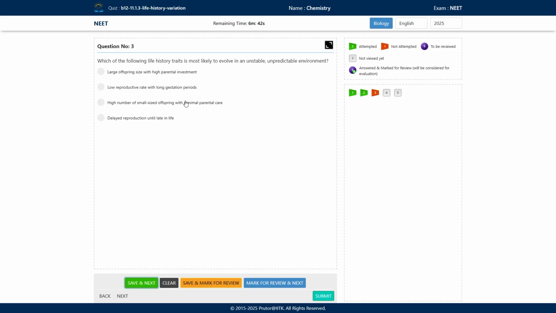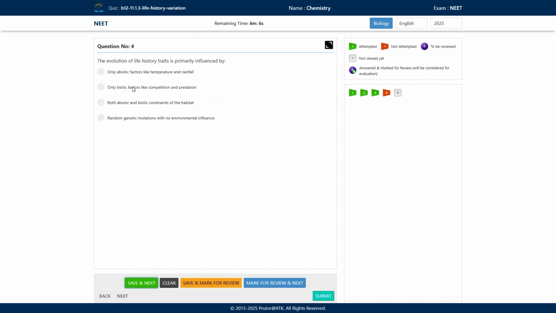Okay, here the correct answer is option number C, high number of small size offspring with the minimum parental care. Okay, so this is basically our r selection strategy. Clear? And this maximizes the reproductive output. Clear? By producing a large number of small size offspring, it ensures that at least some of the offspring will survive in that environment.